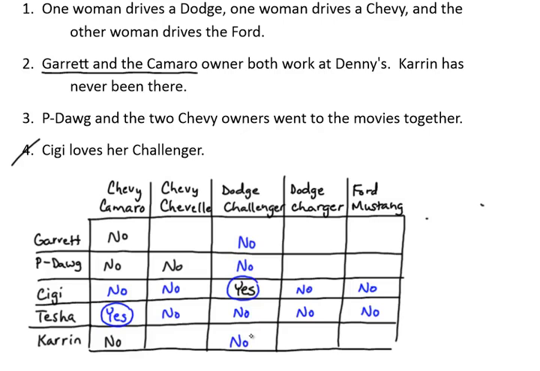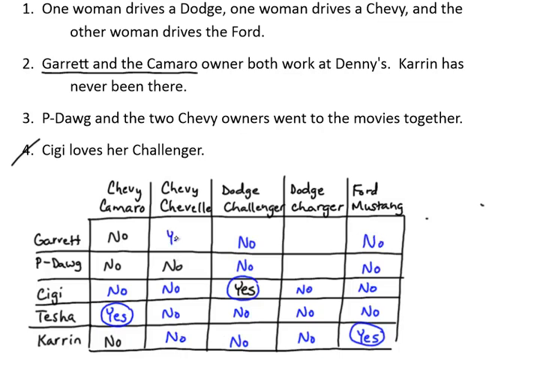Okay. Now, it said that one woman drives the Dodge. And so we got the Dodge taken care of. A Chevy is taken care of. And the other woman drives a Ford. So we already got two women that drive a Chevy and a Dodge. So that means that Karen must drive the Ford. So we're going to circle that. And no. And no. And we're just filling in everything else.